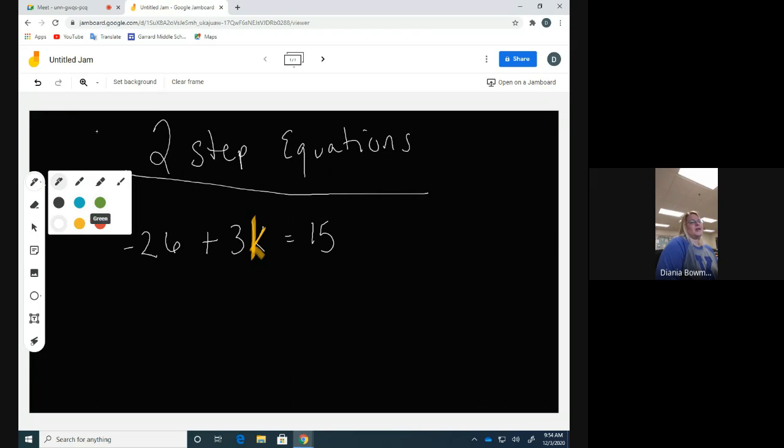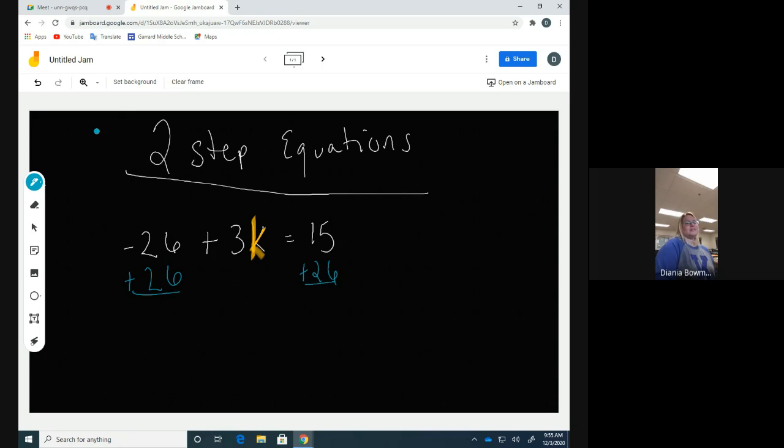So we have negative 26. So what we do in a two-step equation is, see how we got 3 right by the K? It's going to be the second step. The first thing is to get rid of what's out here by itself. So out here by itself is negative 26. So what's the opposite of negative 26? Positive 26, right, Presley? So we're going to take positive 26. If we do it to the left, we have to do it to the right as well. So I'm going to add 26 to both sides.